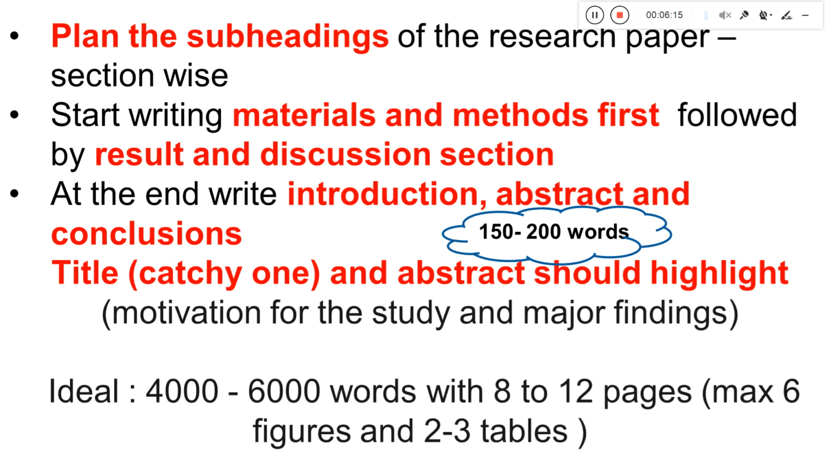because some people, they work but they don't know how to write. So writing is also a skill and that will definitely come with practice. You need to give more time to this. So ideally a paper may have 4,000 to 6,000 words and it may run to 8 to 12 pages with maximum 6 figures and tables, it depends. So each journal will have their guidelines. You need to check this properly before you submit it.